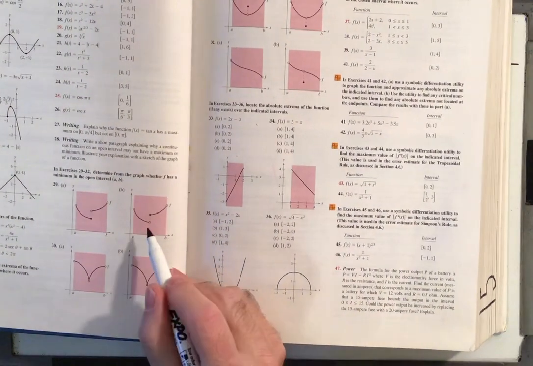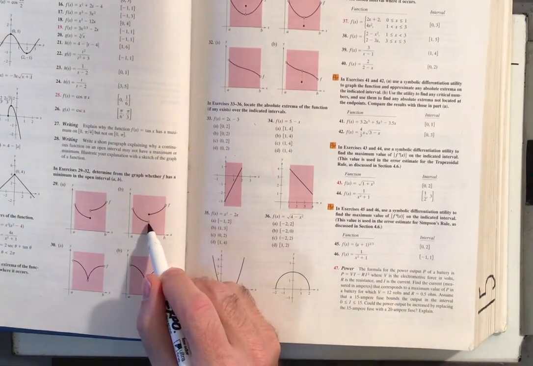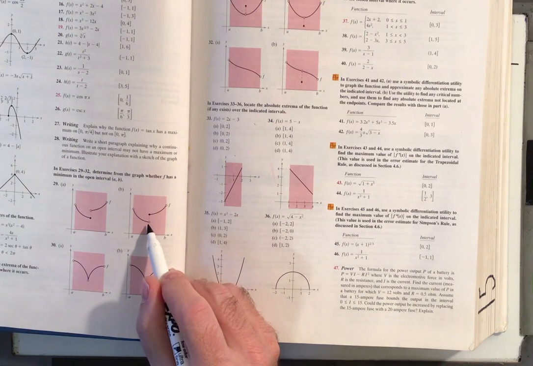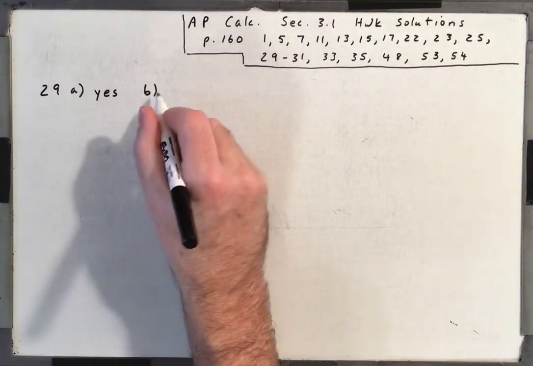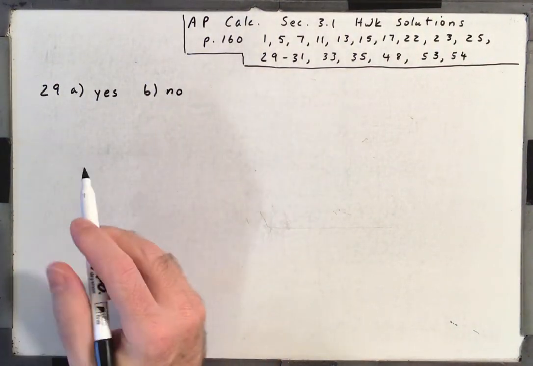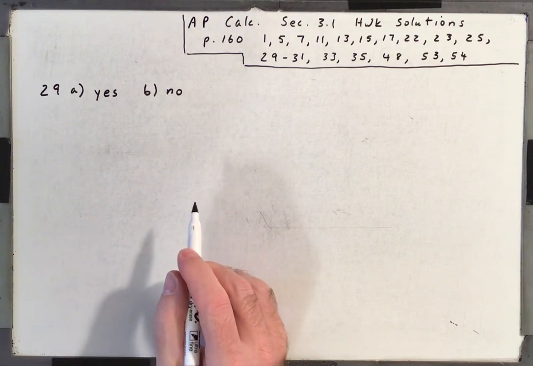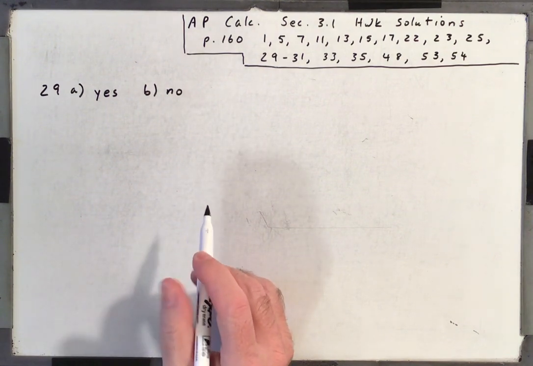(29B), the minimum occurs at an open circle, which is not included in the interval. Okay, so we can't count that. So there is no minimum. So the answer is no there. There's also no maximum on that one because the tallest point is at an open circle.